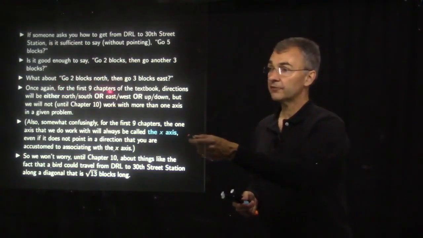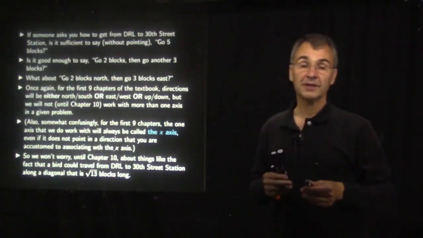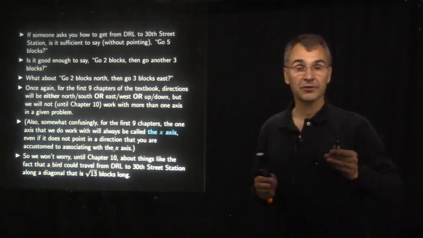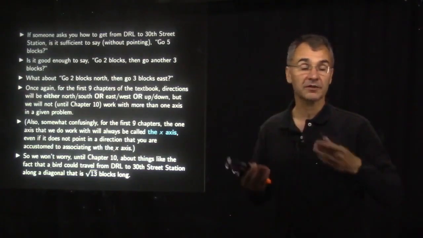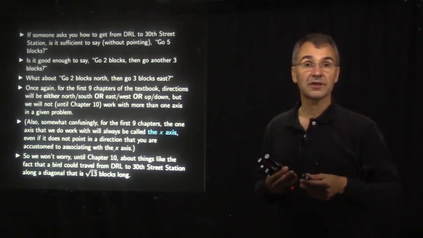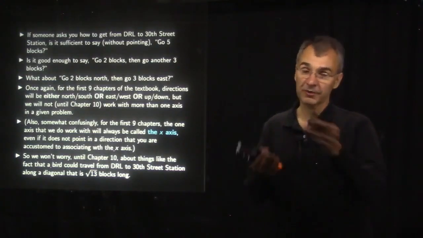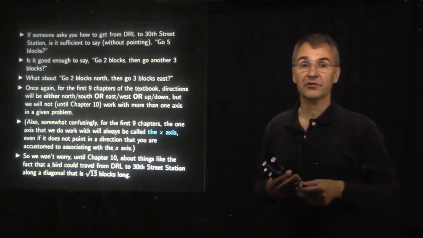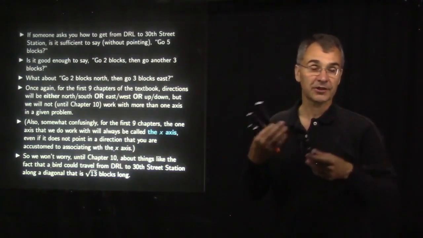So once again, in the first 9 chapters of the book, the direction in any given problem is going to be entirely north-south or entirely east-west or entirely up-down or entirely forward-backward. There's going to be just one direction in the problem, just one axis to work with. You might go forward or backward, but it will always be along one axis. And finally, we'll get to chapter 10, and we'll start generalizing to a plane.